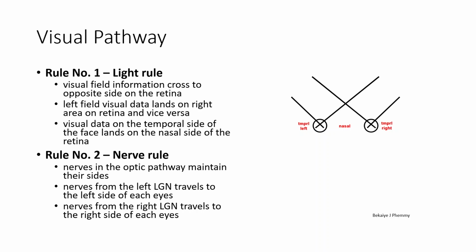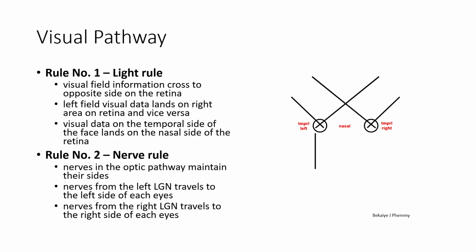So just understand it. Either you're describing it with respect to the eye or you are describing it with respect to the face. It's the same thing. There is a crossover, and this forms a nice W. Now we'll go to the nerve rule: nerves in the optic pathway maintain their side.